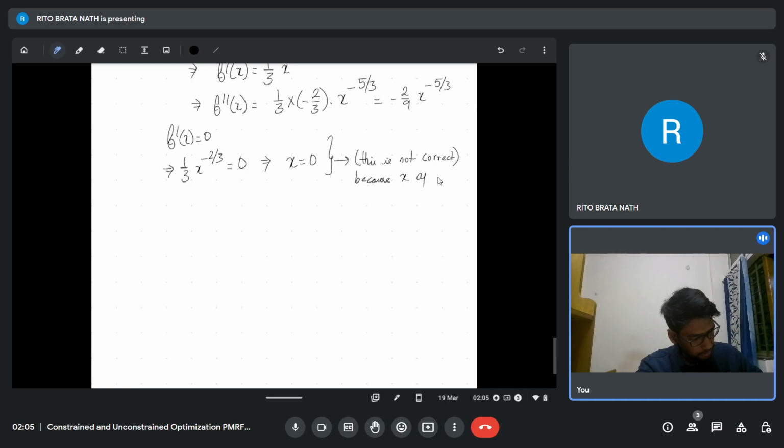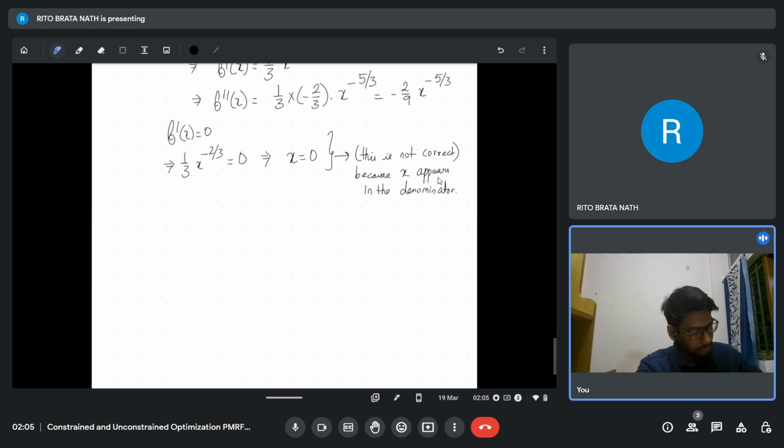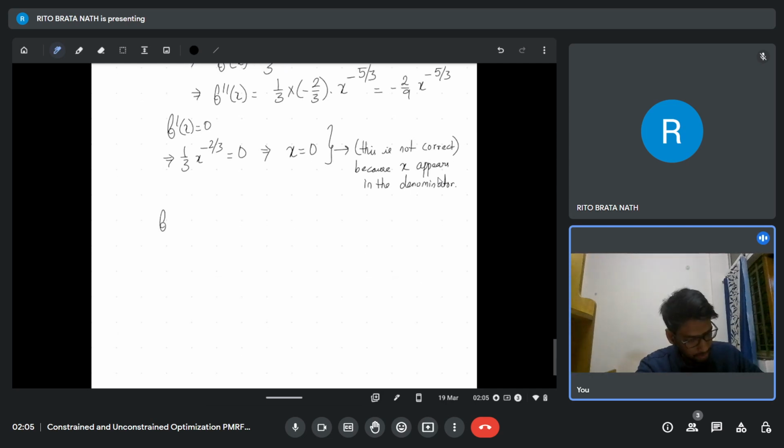x appears in the denominator. So that's the doubt I have here, but anyway, how you can solve it, you can probably take this expression of this second derivative and say epsilon is a small positive number, and what you can do, so this will be minus 2 by 9 epsilon to the power minus 5 by 3.